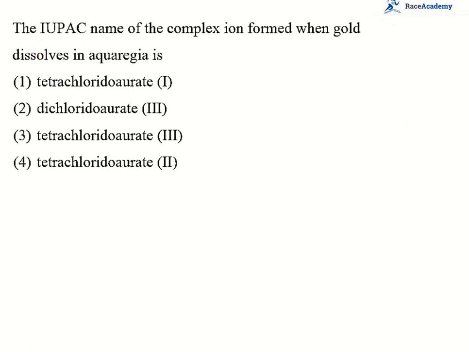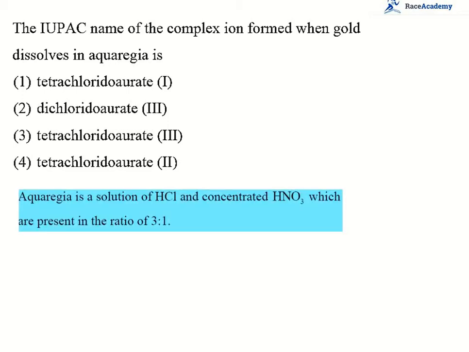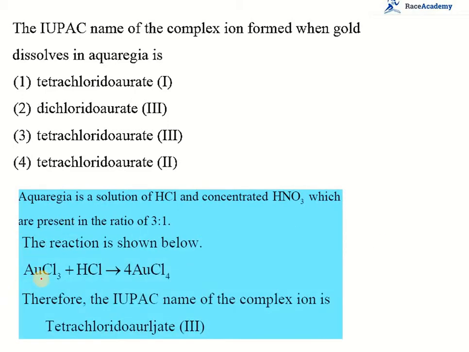Next question. The IUPAC name of the complex ion formed when gold dissolves in aqua regia is. See, aqua regia is nothing but a 3:1 ratio of concentrated HCl and HNO3. So if it reacts with gold, what will happen? It forms tetrachloridoaurate(III), that is [AuCl4]-. That means our option number 3 is the right answer for this question.